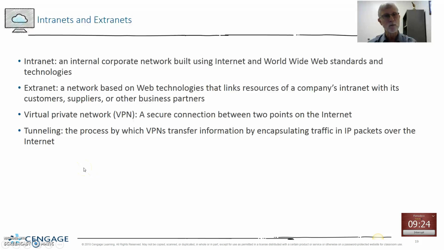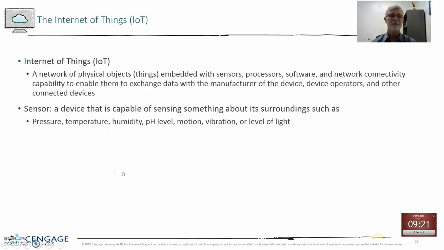Now, the next big thing: we've all heard of the Internet of Things. Basically, things are just physical objects embedded with computers, sensors, processors, and software, and then they're networked together. A sensor can measure pressure, temperature, humidity, pH level, or light. It could be a camera. For example, you could be in the store and say, hey, I need to see what's in my refrigerator, and then communicate over the internet to the refrigerator, and it would tell you what's going on.